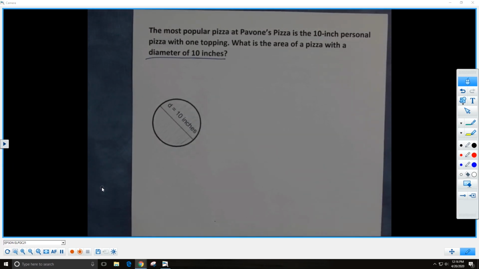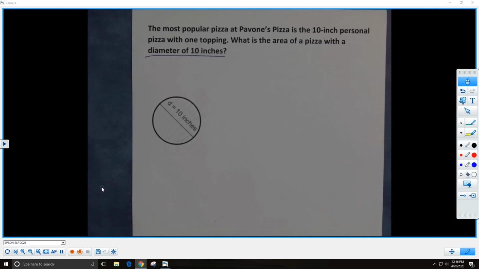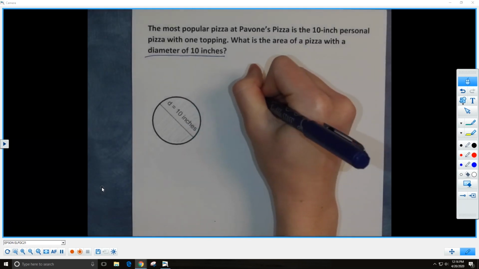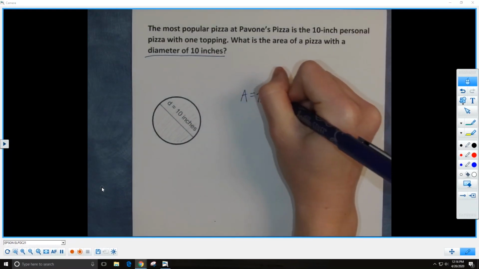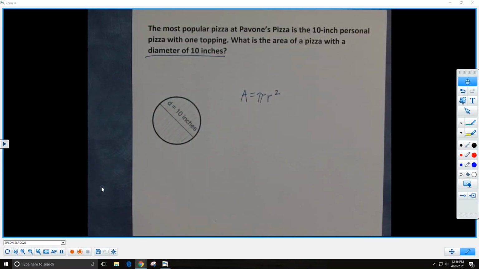So how do we find the area? What's the formula? Okay, remember that the formula for the area of a circle is pi times the radius squared. So when we use this formula, it allows us to find the area if we know the radius. Do we know the radius? Well, we weren't given the radius in the problem. So how are we going to figure out the radius?